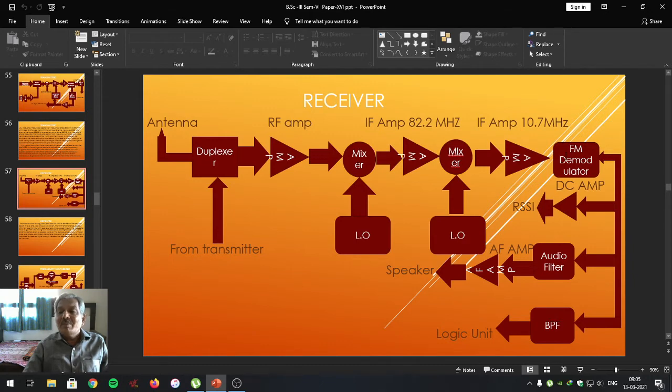This separated audio electrical signal is given to the audio filter, where only audio frequencies are filtered, the rest of them are attenuated. Output of the audio filter is given to the power amplifier, that is AF, audio frequency power amplifier. Output of audio frequency power amplifier is given to the speaker.